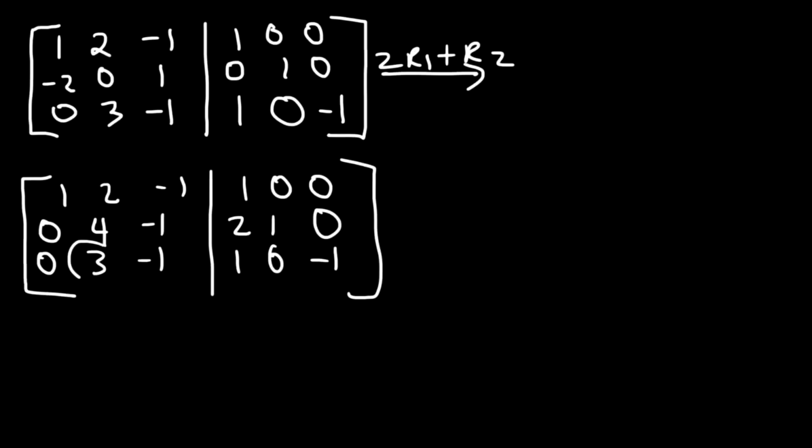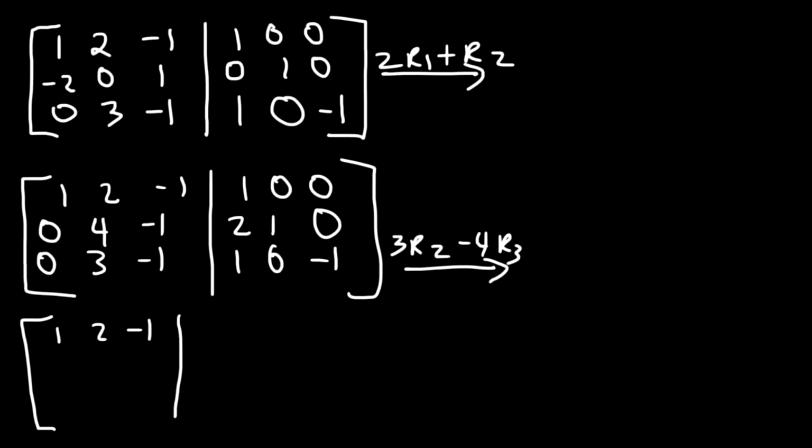Now, let's turn that number into a 0. So, we need to apply the row operation to row 3. I'm going to multiply R2 by 3 because 3 times 4 is 12. And then I'm going to subtract it by 4 times R3 because negative 4 times 3 is negative 12. And they'll cancel to 0. So row 1 is going to stay the same. And let's rewrite row 2.